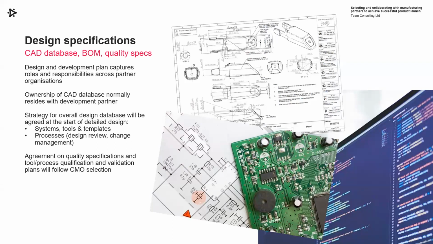And you also need to agree on quality specifications, what kind of tool process qualification are you going to go through. You'll understand that better when you have the CMO in place, but it's important how you're going to mark inspection dimensions, how you're going to mark process control dimensions. All of this needs to be agreed with the CMO before final production of these design specs.